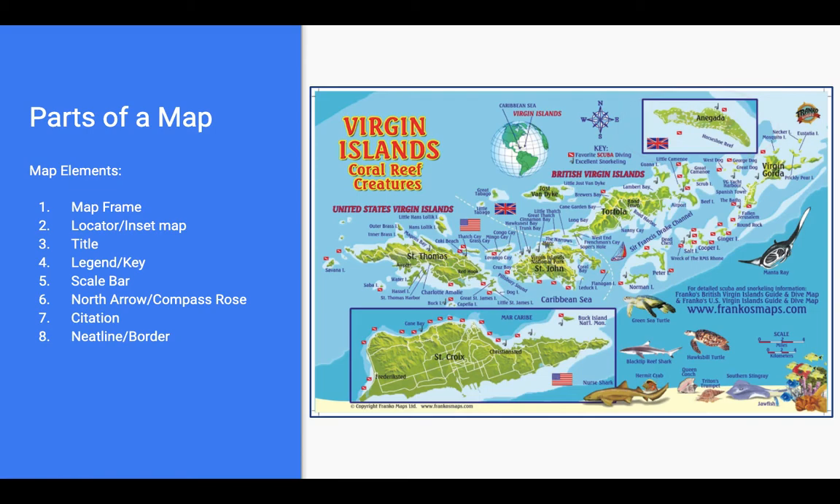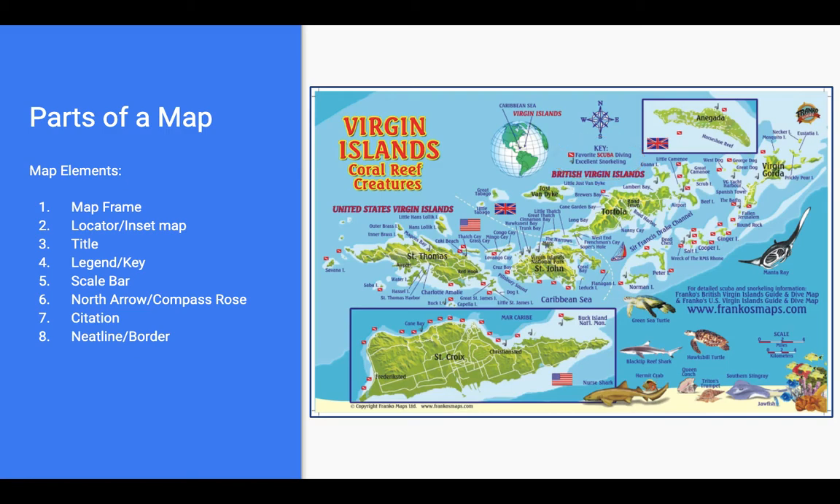Okay, every map has a title, or should have a title, so you know what you're looking at. Usually it'll tell you exactly what this is. So we're looking at the Virgin Island coral reef creatures. Maps usually have a legend, or sometimes a key. It shows you what the different symbols are and what they mean.